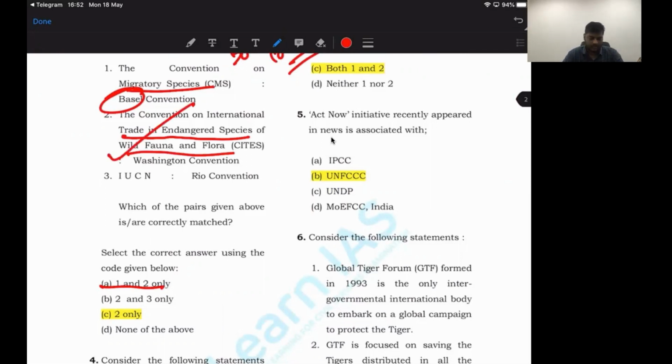2 is correct. Then IUCN, Rio Convention. This is a very simple option, the simplest among the three. IUCN can be eliminated, so this can also be eliminated. Here we have 2 only as the answer.